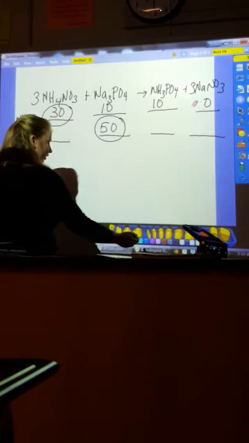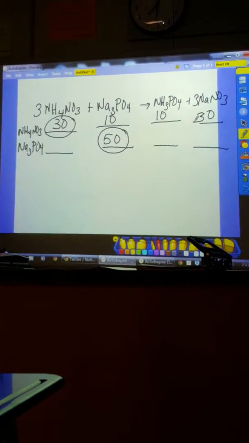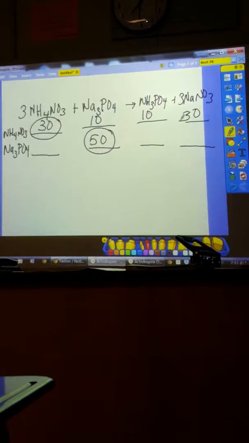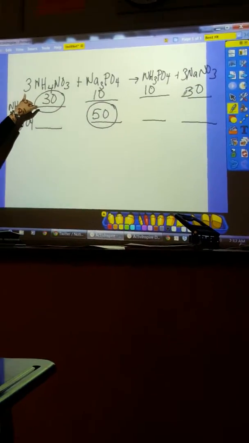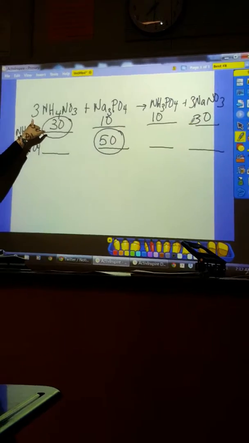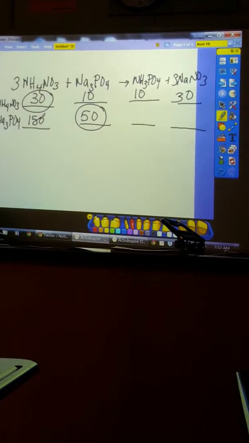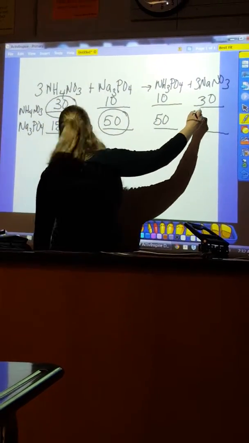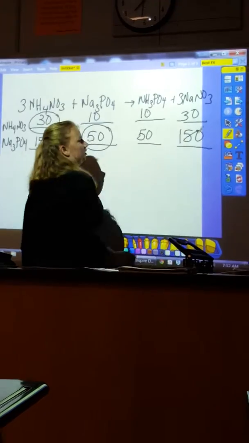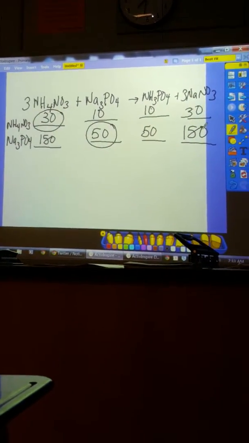Good so far. Use your mole ratio to fill in the table. Second line. We're going from 1 to 3. What's going to happen? Multiply by 3. So we're going to go 150 here. 1 to 1, that's going to be 50. 150 here. Good so far.